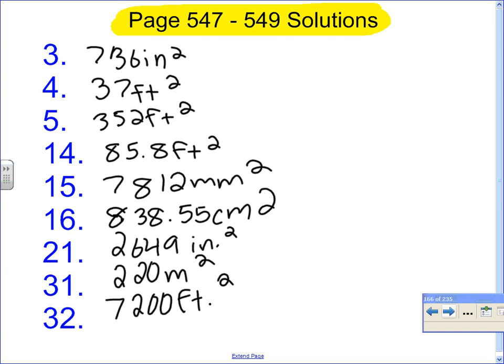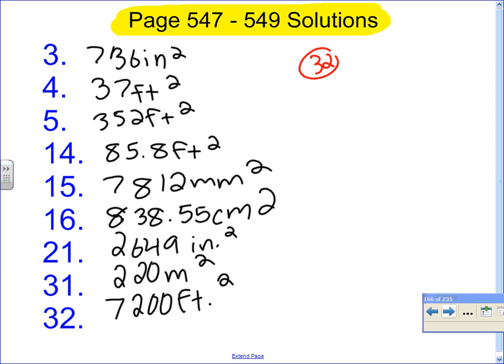Okay. So 32, let me just start here. So the top pyramid, did you get the surface area for the top pyramid? And then the bottom pyramid, is that what you did? Okay. So for the top one, did you get anywhere close to 2,700? Okay. The bottom one, did you get anywhere close to 4,500? Okay.